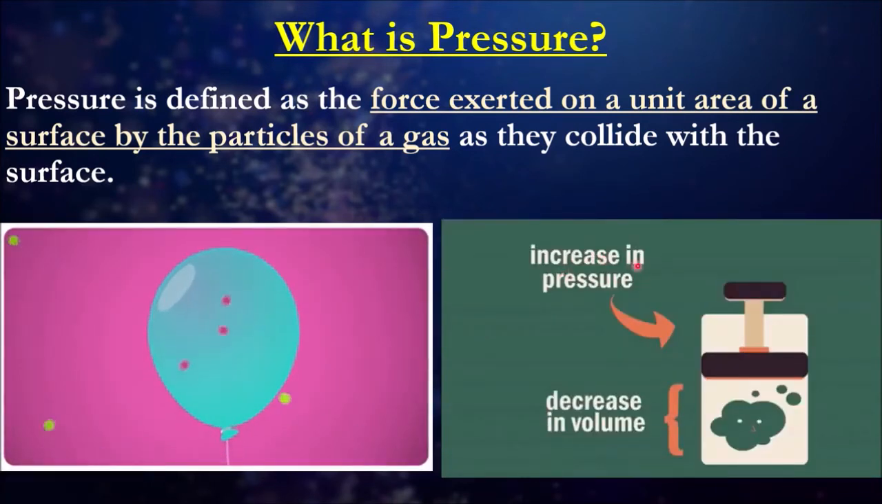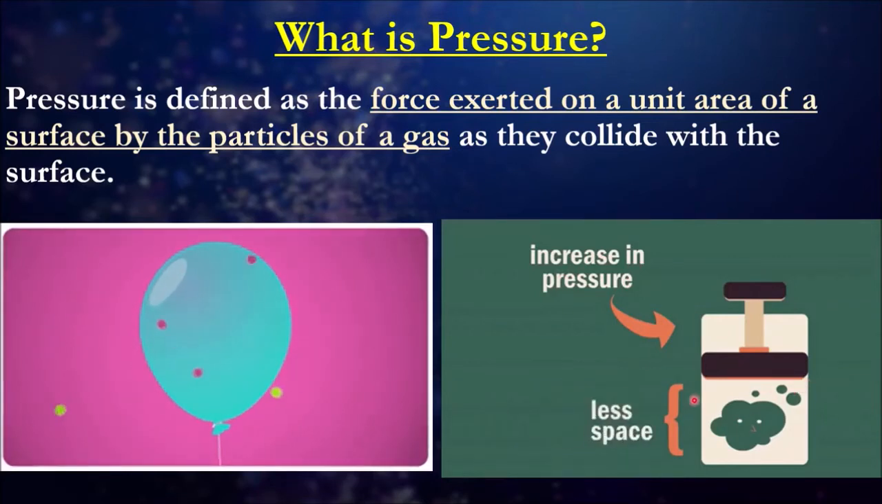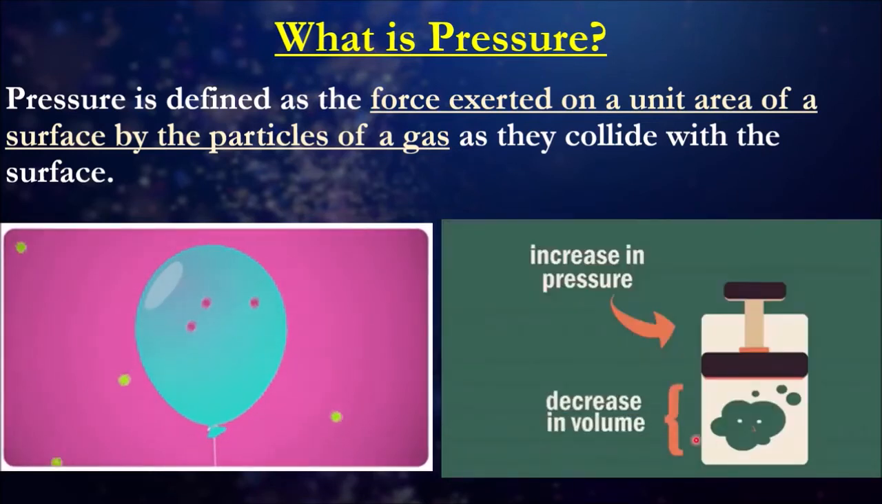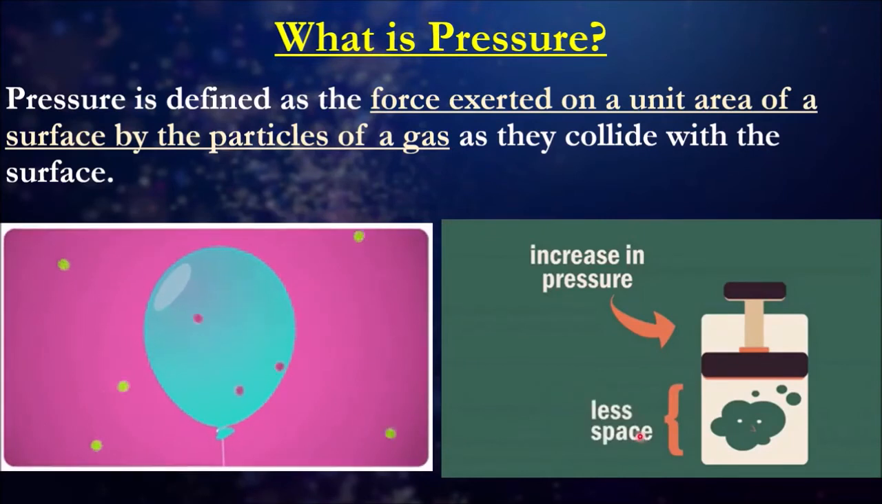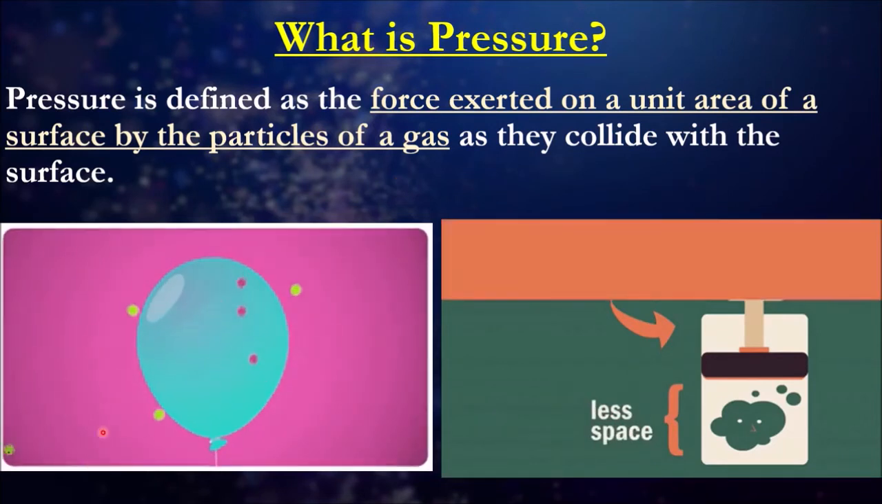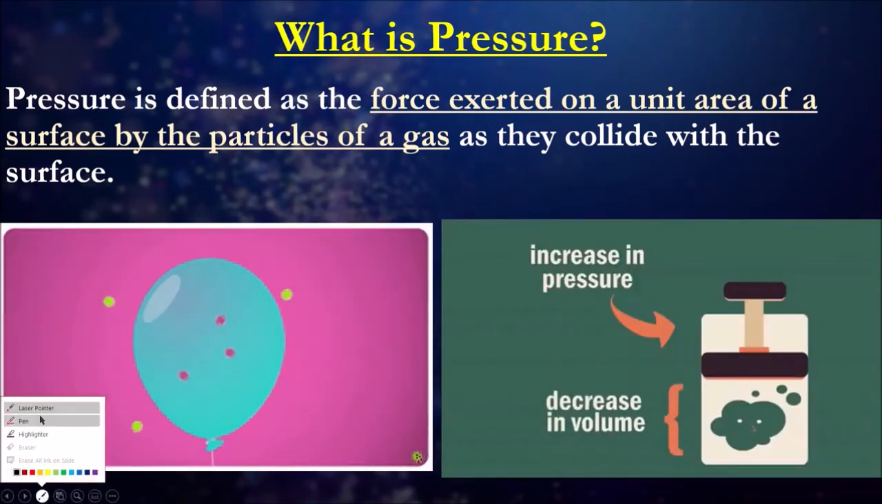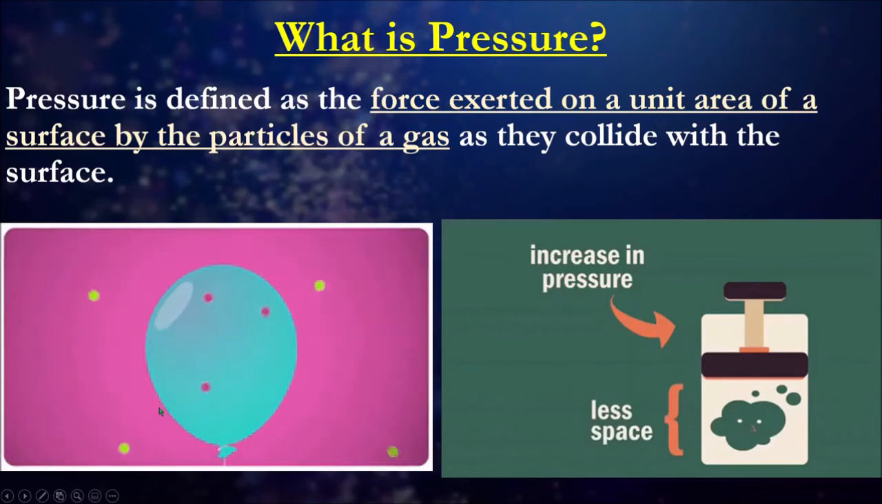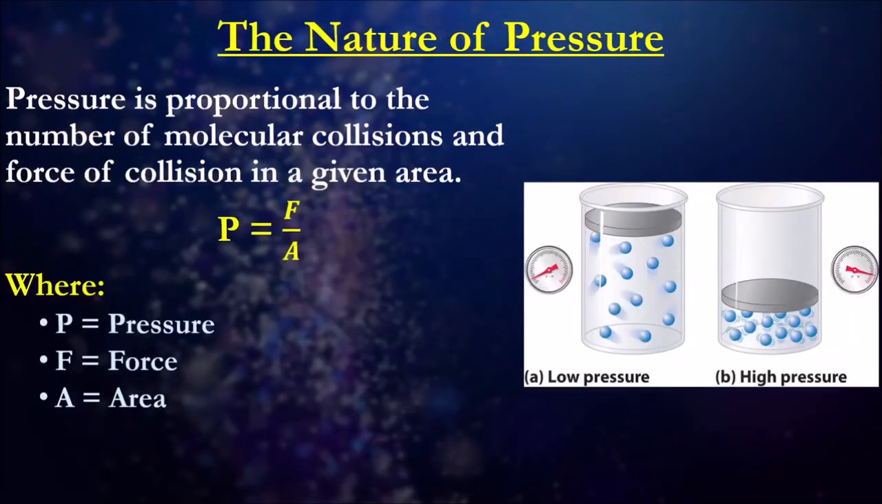If you want to increase the pressure on something, you can either decrease the amount of space available, or decrease the volume. Because if there's less volume, there's less space for the particles to collide, and so with less space, there's probably a great amount of force being distributed. The actual formula for pressure in chemistry is this formula here.